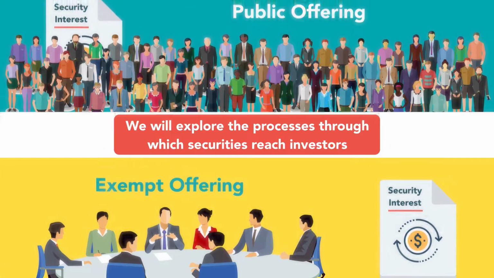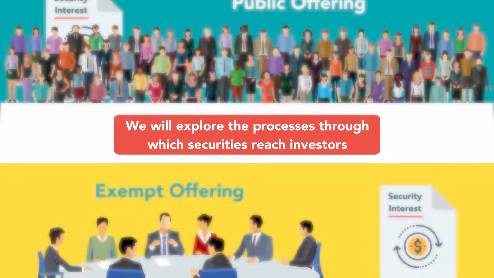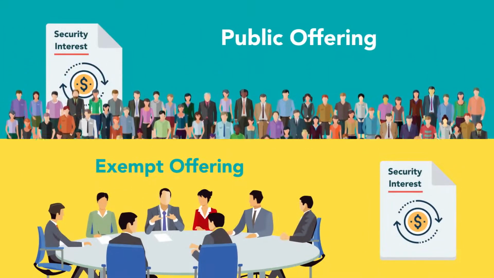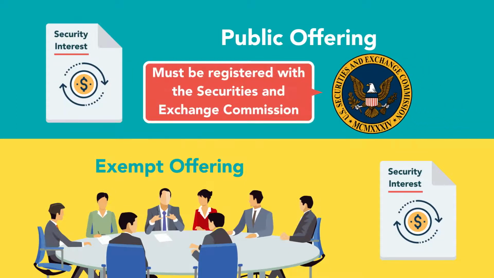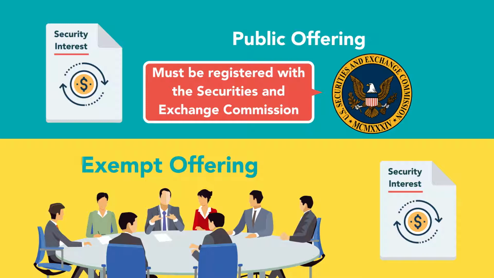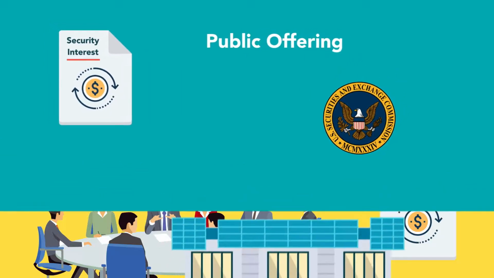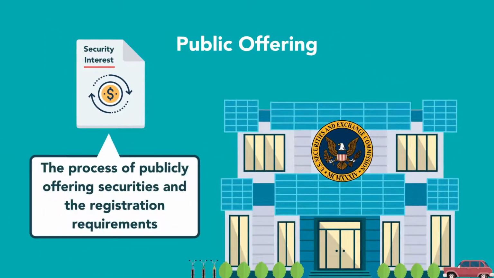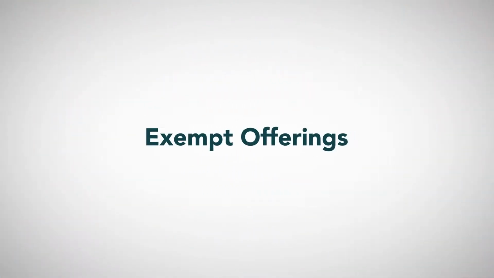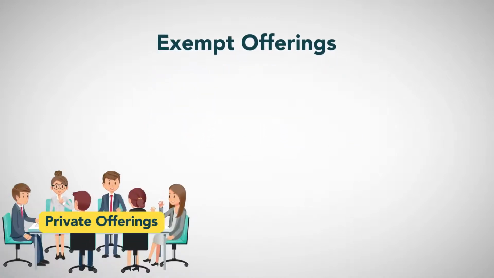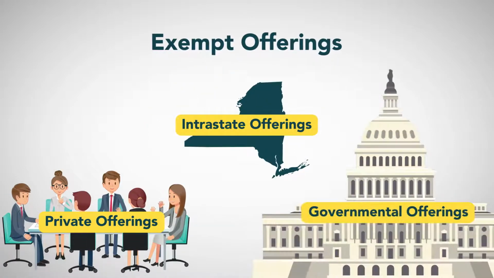In this module, we'll explore the processes through which securities reach investors. First, we'll look at public offerings, which must be registered with the Securities and Exchange Commission, and exempt offerings, which do not need to be registered. Second, we will more closely examine the process of publicly offering securities and the registration requirements. Third, we will survey the major types of exempt offerings, including private offerings, intrastate offerings, and governmental securities offerings.